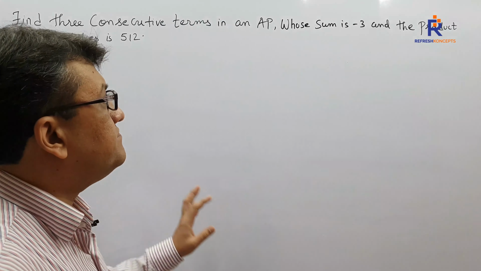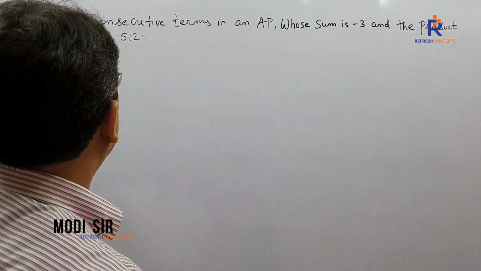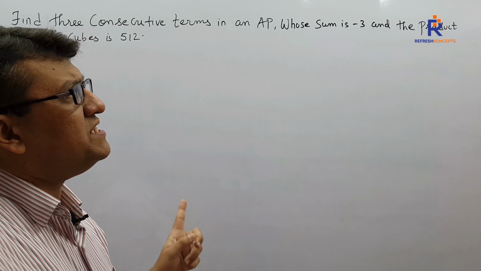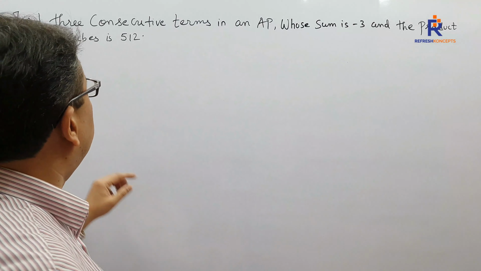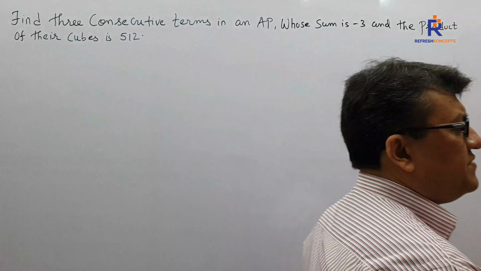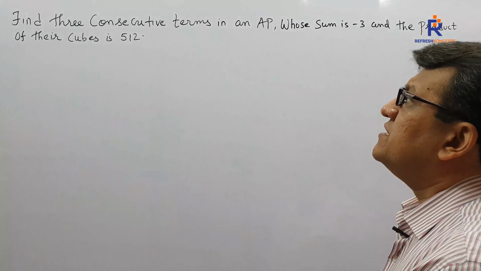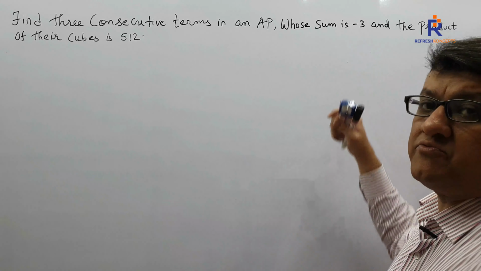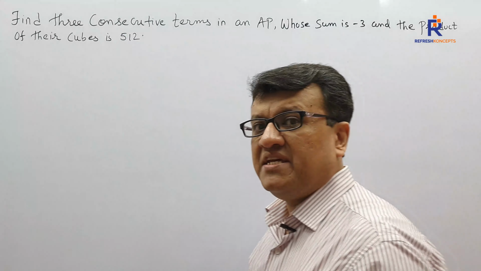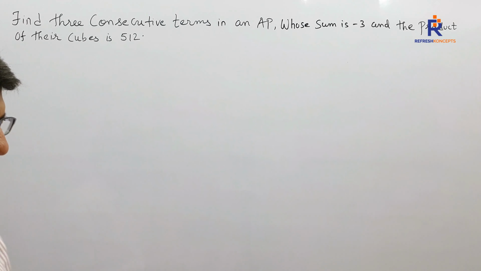Let's check the first sum. What is this first sum of consecutive terms in AP? Find three consecutive terms in an AP whose sum is minus 3 and product of their cubes is 512. So they say there are three terms which are in AP, three consecutive terms. Their sum is minus 3. Sum of all the three is minus 3 and the product of all the three is 512, and we need to find out the three consecutive terms.